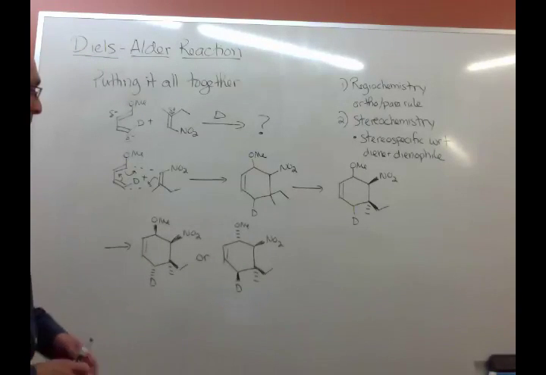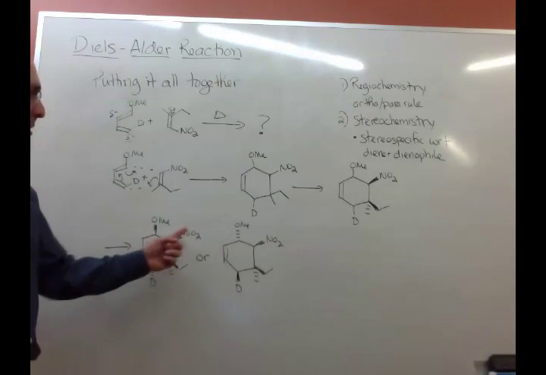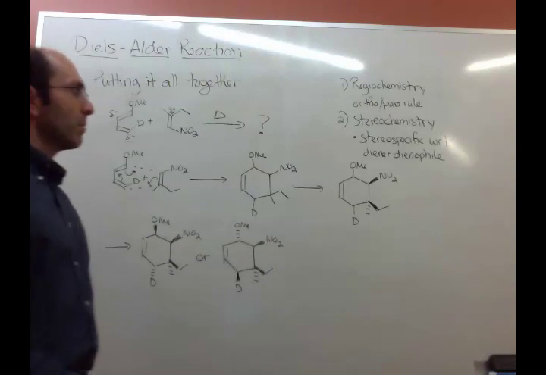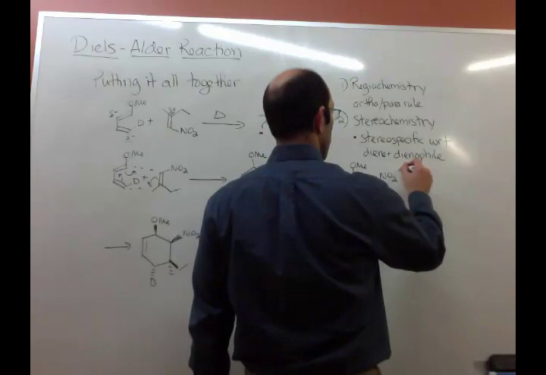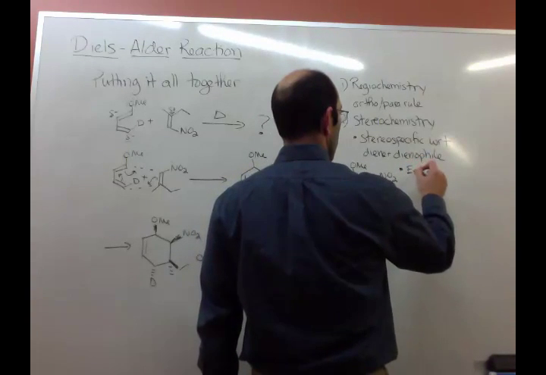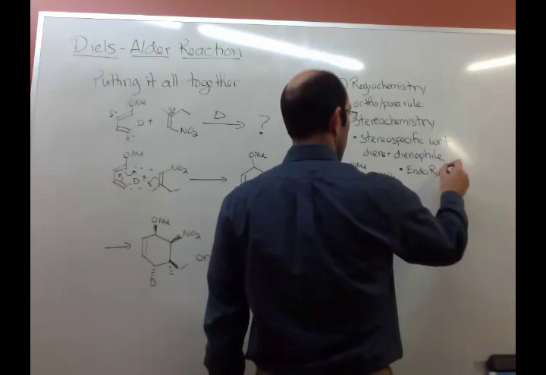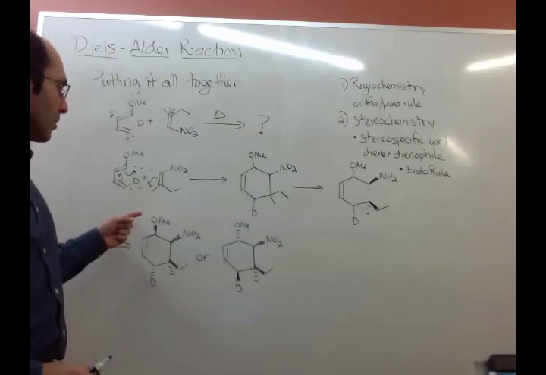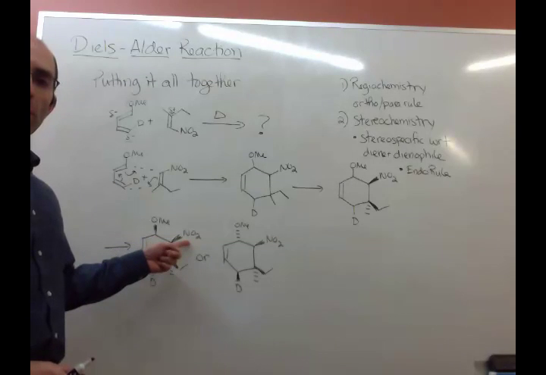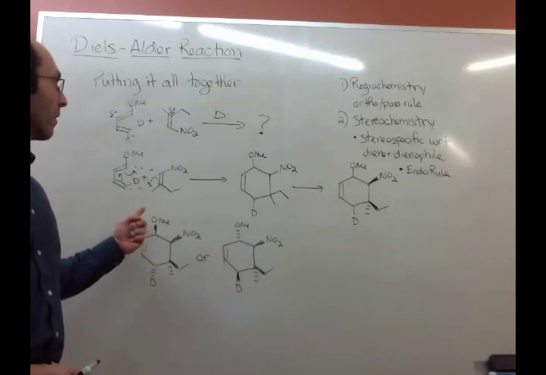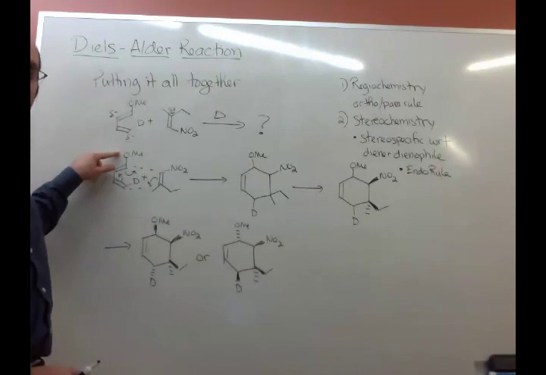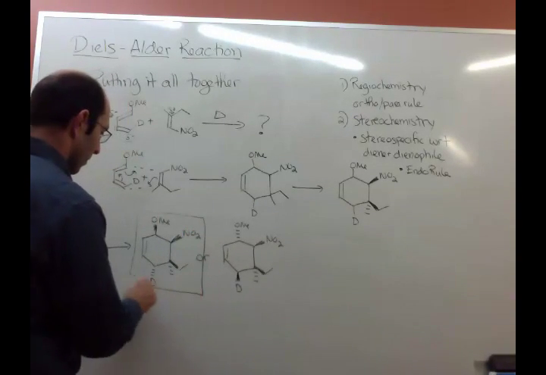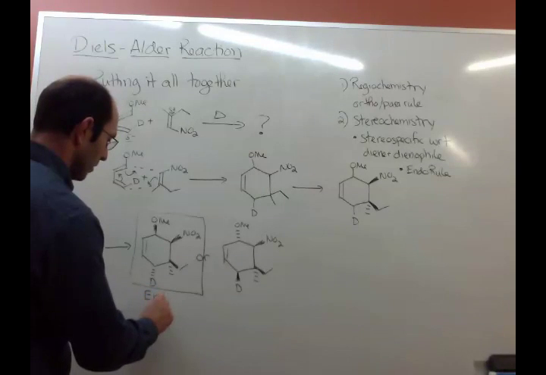So the question is, do we end up with the methoxy and the nitro cis or the methoxy and the nitro trans? Right? And the way we figure that out is to use the Endo rule. And again, the Endo rule states that the W group ends up cis to groups pointing out on the diene. The methoxy is pointing out. So this will be our product. This is the Endo product.